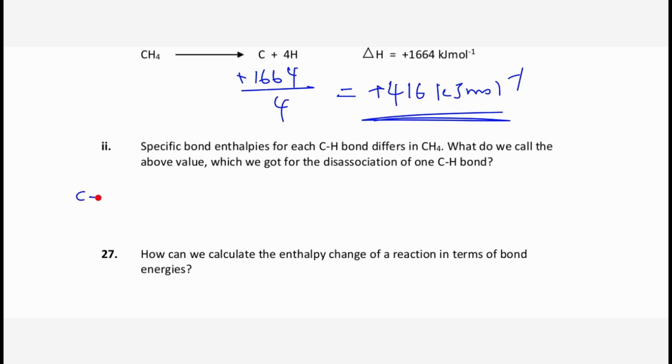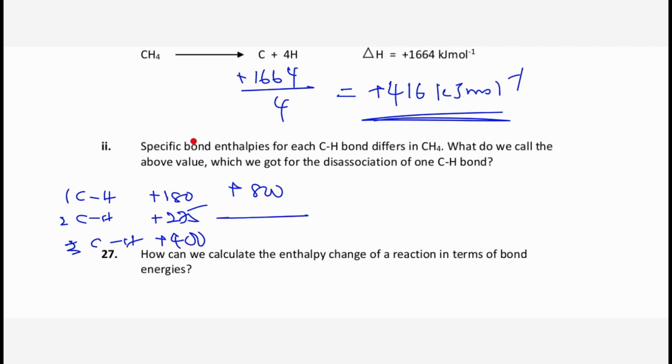For example, the first C-H bond, you might need about +180 kilojoules. Second C-H bond, you might need about +275. The third C-H bond, about +400. And the last C-H bond, you might need about +800, for example. So each C-H bond to break, a different amount of energy is required.